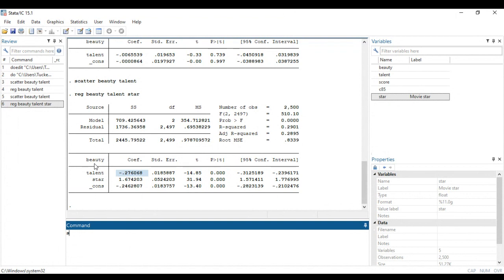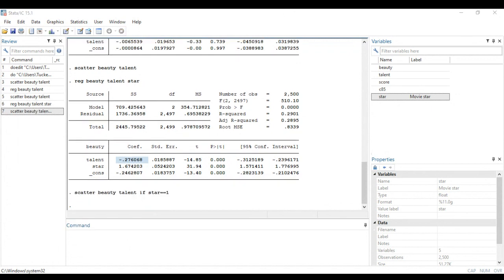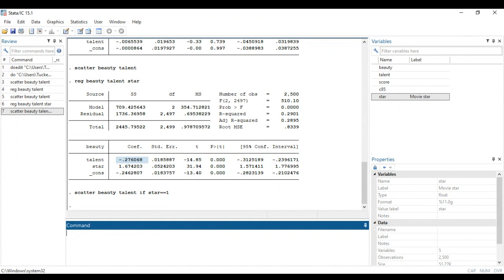And if we break it down, let's do a scatter plot of beauty and talent just for movie stars. And it's clear as day on the scatter plot, right? There's a negative relationship. And so this is why conditioning on a collider can be so dangerous. It can lead us to finding relationships between variables that aren't actually there.